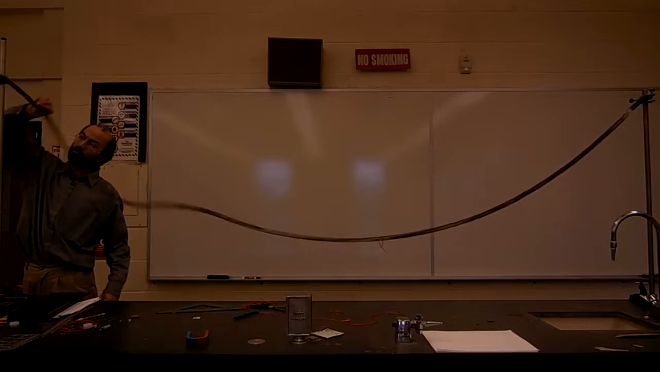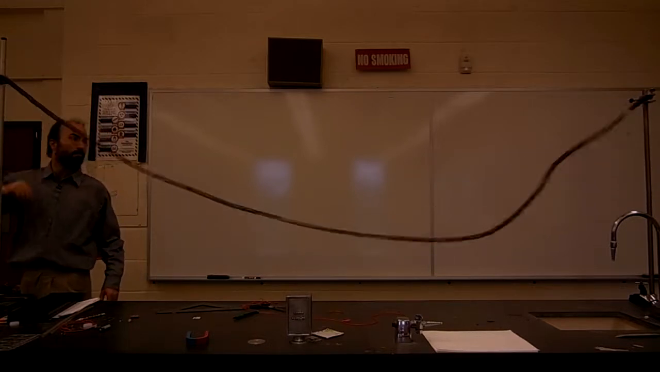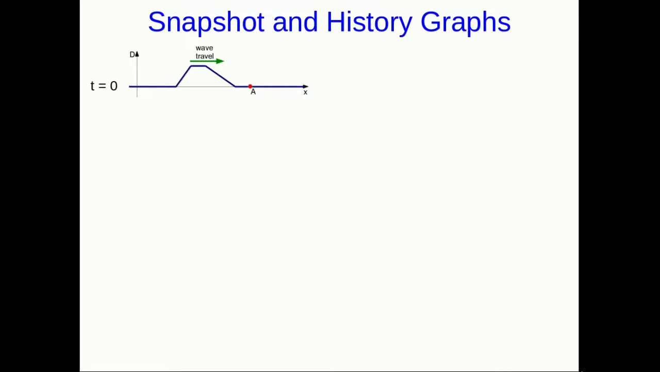So let's now look at two ways that we represent waves. The first is called a snapshot graph. And it really is just like a snapshot. It is showing at an instant in time what the displacement is like at each point along the medium. But notice that means that it's showing how far the medium is displaced at each location.